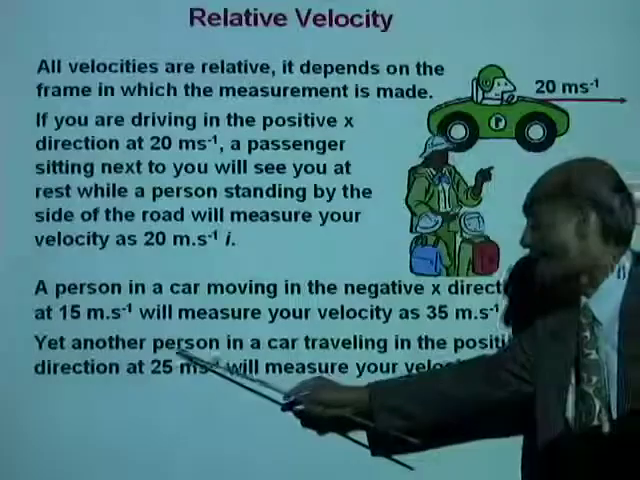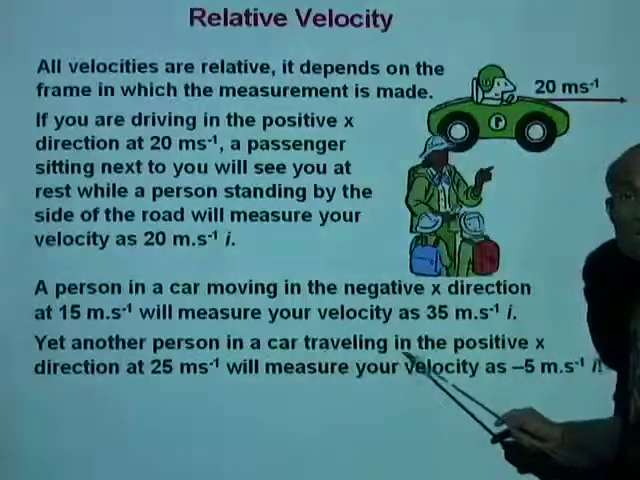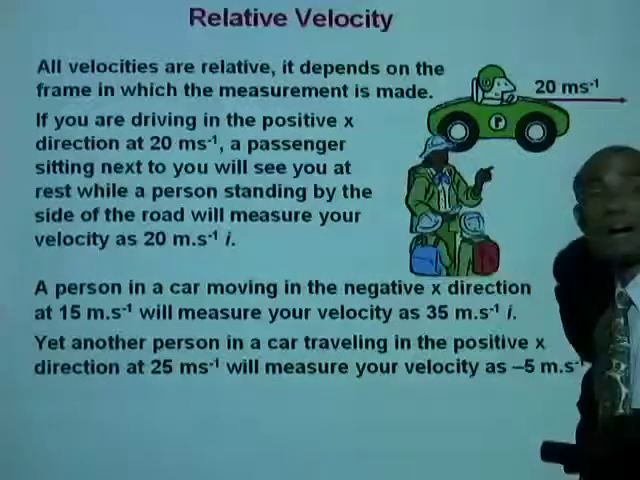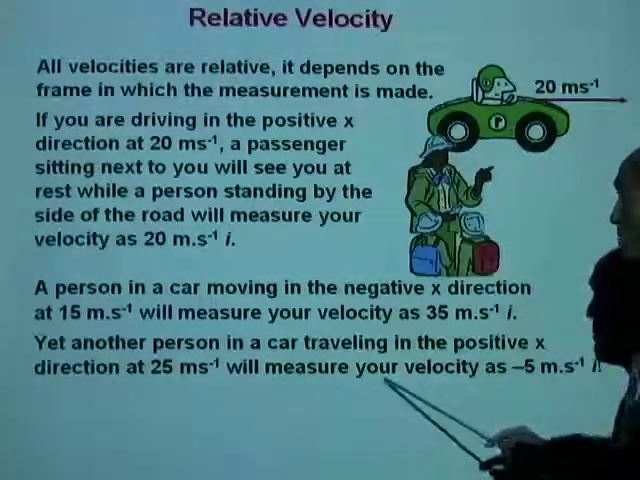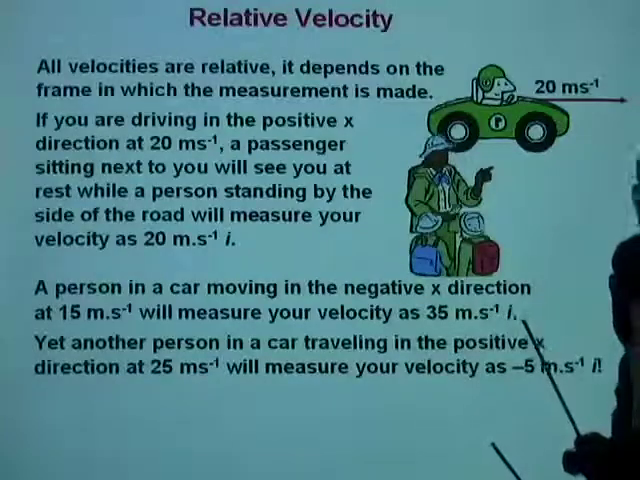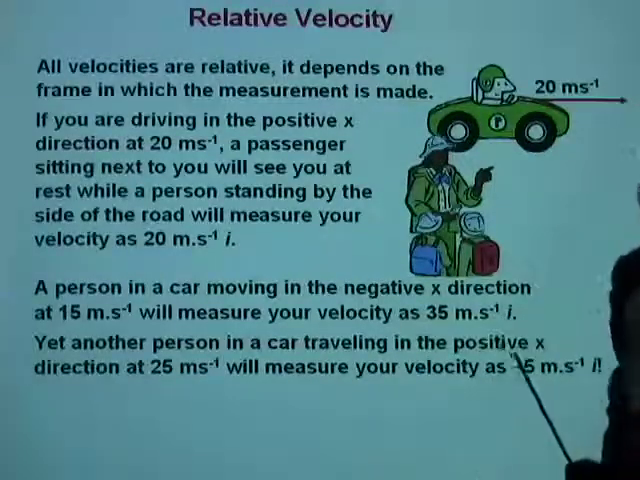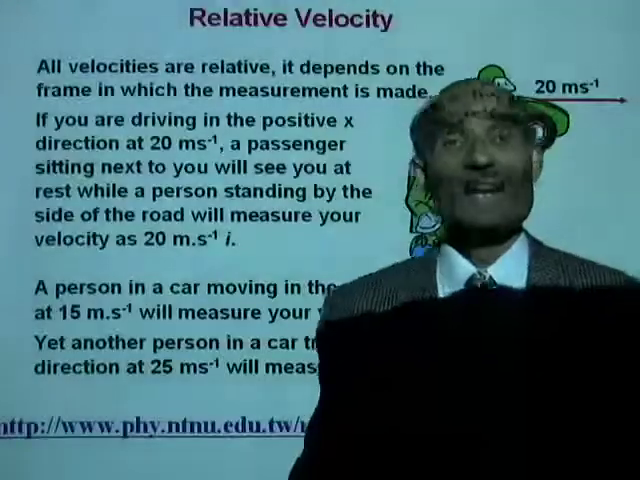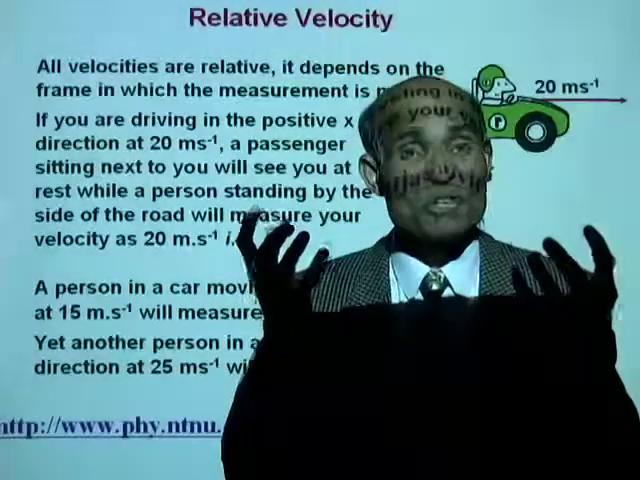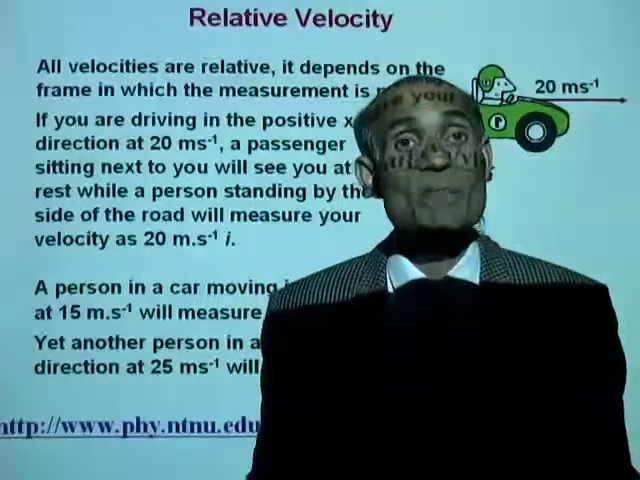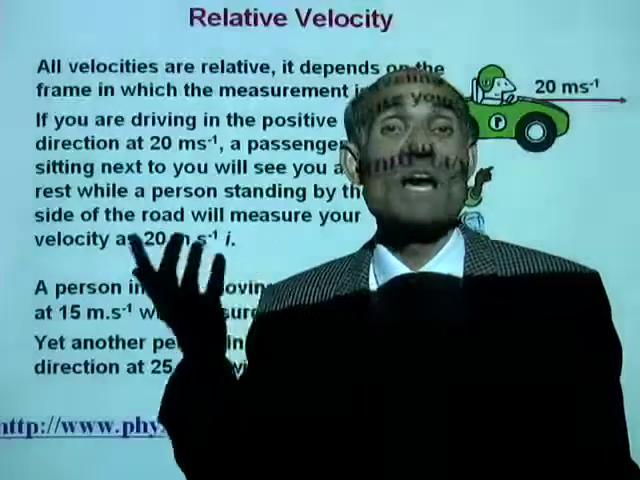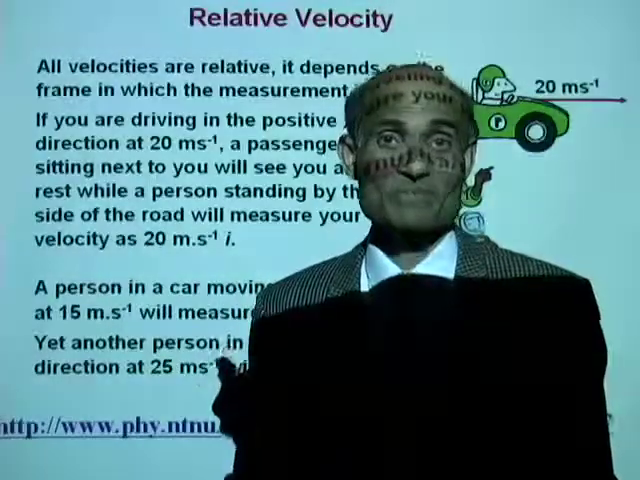So another person in a car traveling in the positive x direction at 25 meters per second will measure your velocity as negative 5 meters per second i. Now, when I was discussing the relative motion, I showed you an animation. Let's go back and look at that animation one more time to understand relative motion and frame of reference.